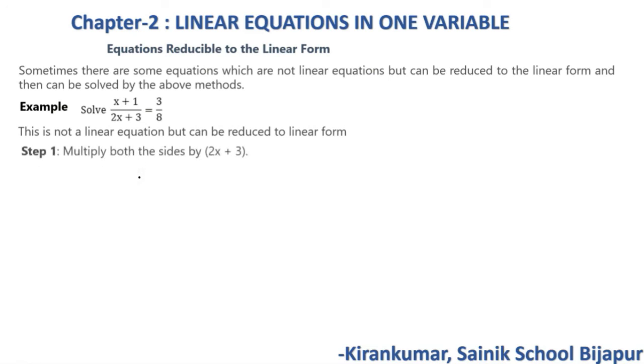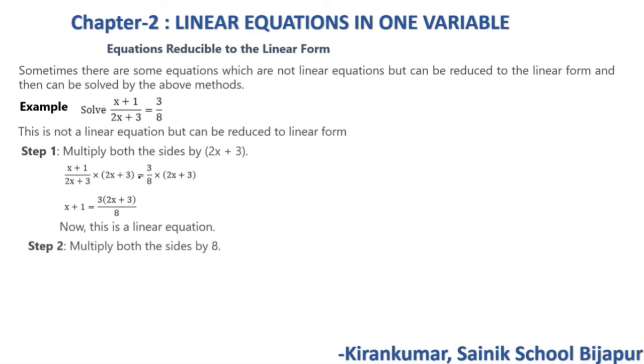First step is multiply both the sides by 2x plus 3. So on multiplying, we get 2x plus 3 getting cancelled. So x plus 1 will be equal to 3 times 2x plus 3 by 8. Now this is a linear equation.